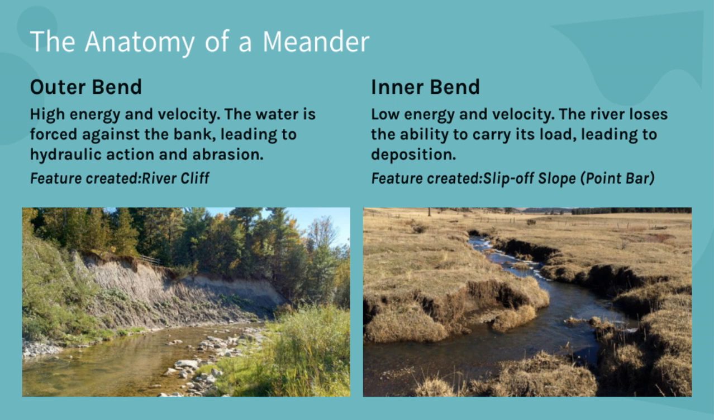Now let's look at the inner bend. On the inside of the bend, the water is shallower and slower. Because it has less energy, the river deposits material such as silt, sand, and pebbles. This creates a gently sloping feature called a slip-off slope or point bar. So the key contrast is outer bend: fast water, high energy, erosion, river cliff. Inner bend: slow water, low energy, deposition, slip-off slope.